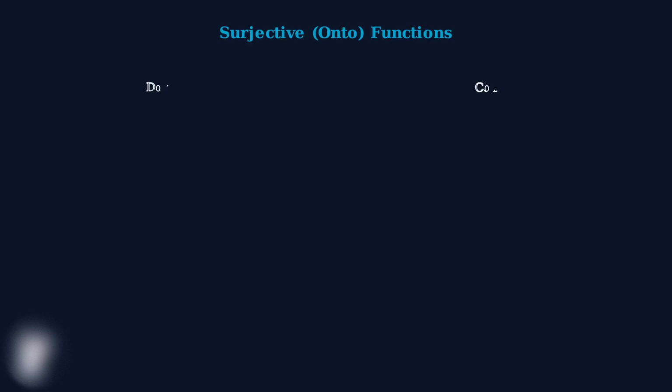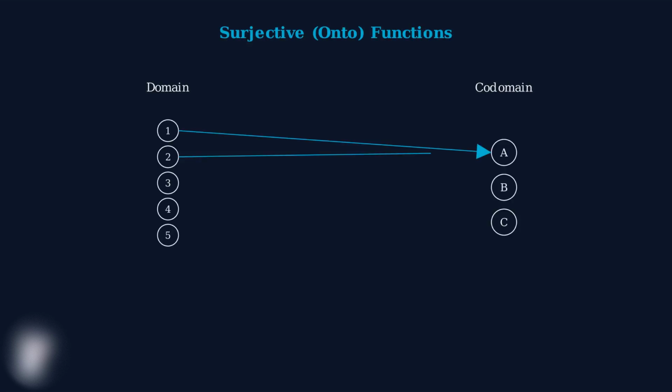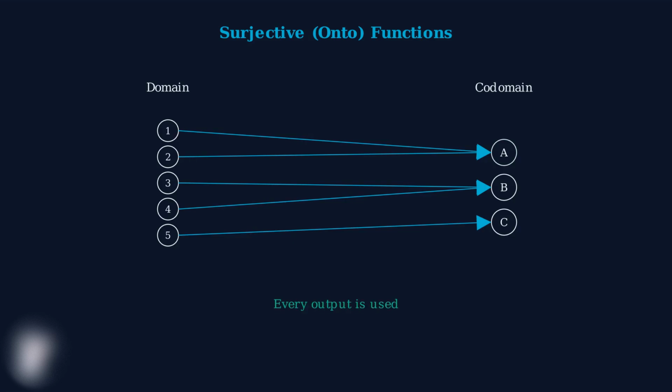Now let's examine surjective or onto functions. A surjective function means that every element in the codomain is the output for at least one input. In other words, the function covers the entire codomain. No output values are left unused. This ensures that the inverse function will be defined for every value in its domain.